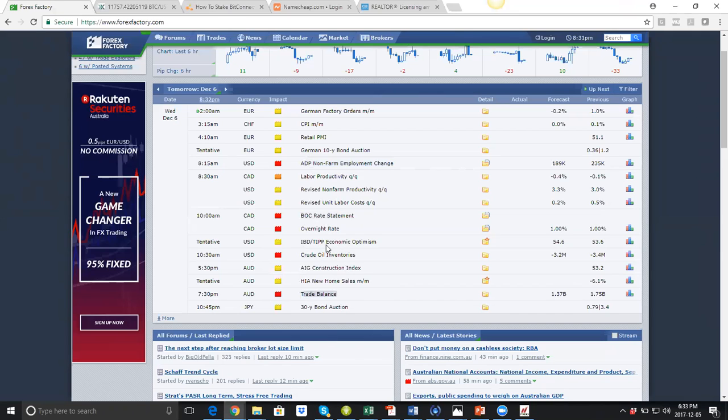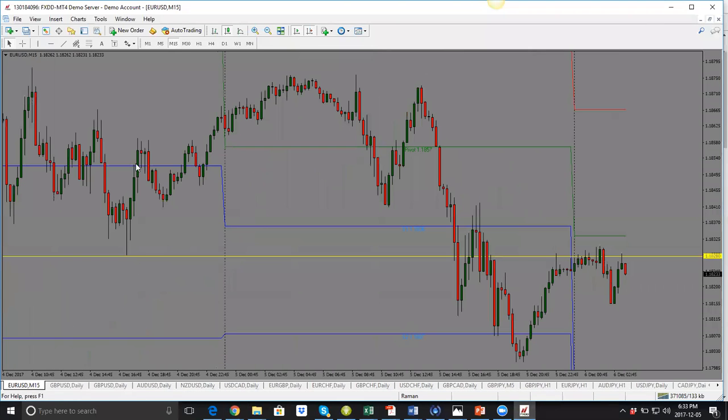A lot of commodity currency news is coming out. We saw commodity currencies go up, but today they have dropped. If the news keeps on coming out negative, we are likely to see more of that. So let's go on to the charts.